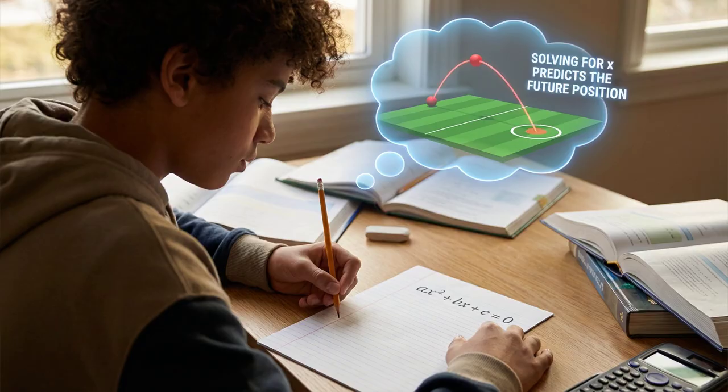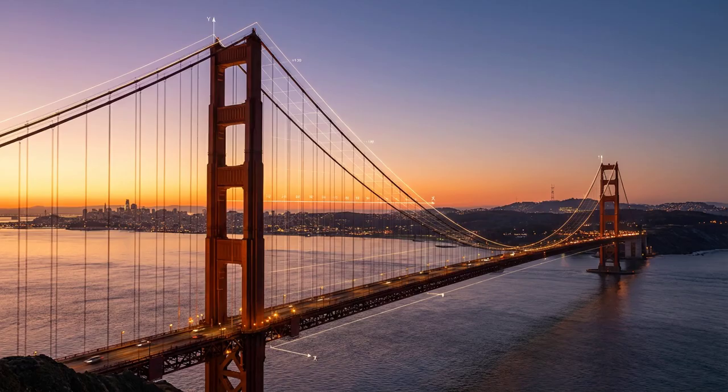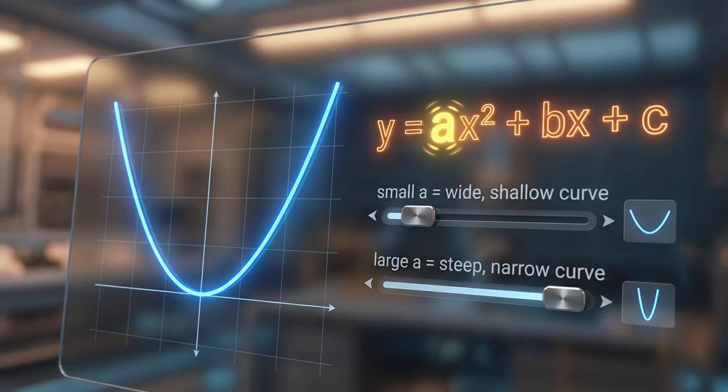Now shift your focus to civil engineering. Picture the Golden Gate Bridge. The massive main cables that hold up the roadway form a perfect downward opening parabola. Engineers use quadratic equations to model this curve because it is the most efficient shape for distributing the immense tension and weight of the bridge.